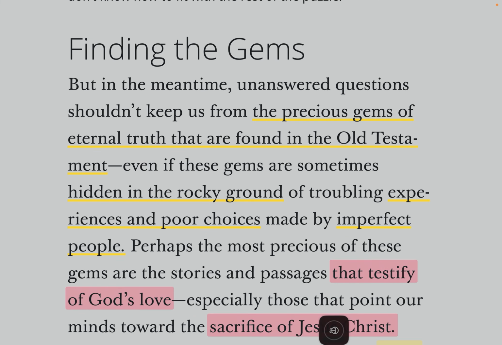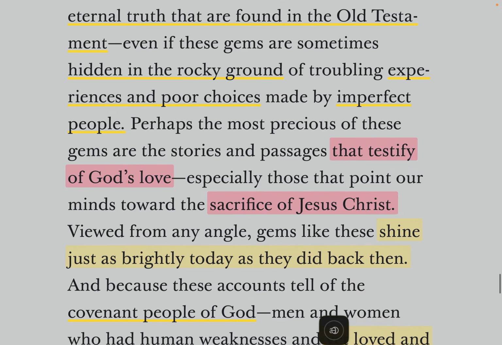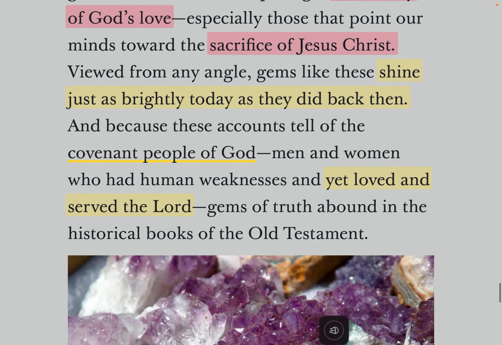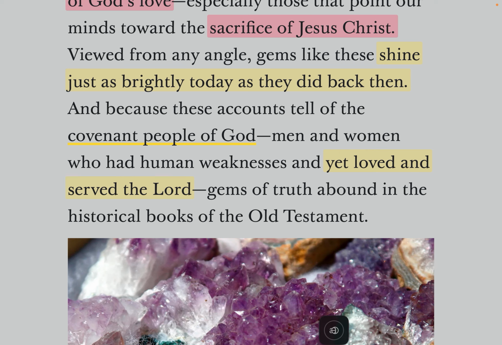Finding the gems: in the meantime, unanswered questions shouldn't keep us from the precious gems of eternal truth that are found in the Old Testament, even if these gems are sometimes hidden in the rocky ground of troubling experiences and poor choices made by imperfect people. Perhaps the most precious of all these gems are the stories and passages that testify of God's love, especially those that point our minds toward the sacrifice of Jesus Christ. Viewed from any angle, gems like these shine just as brightly today as they did back then.